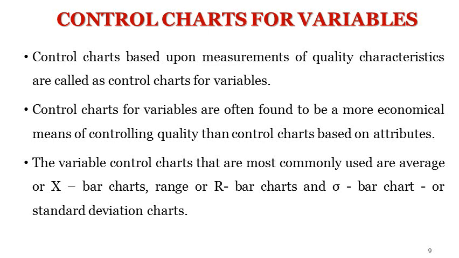So here we deal directly with the variable or attribute we are measuring, either length or weight or height or density, pressure, whichever variable we are measuring, that we plot in the control chart for variables. The most commonly used control charts for variables are the X bar chart and R chart. There is also a sigma chart and a standard deviation chart. Most commonly used are the X bar, mean chart and range chart.